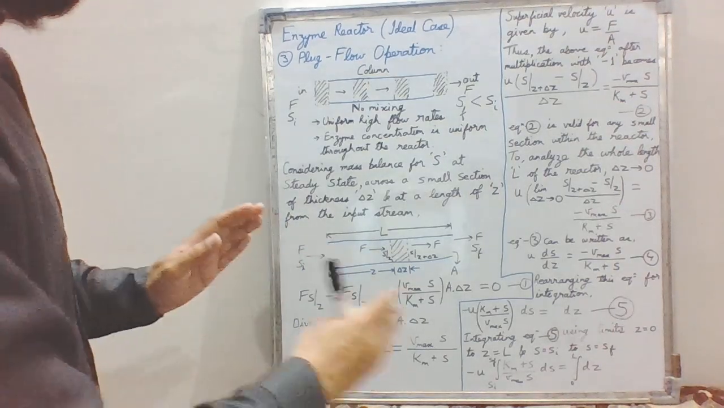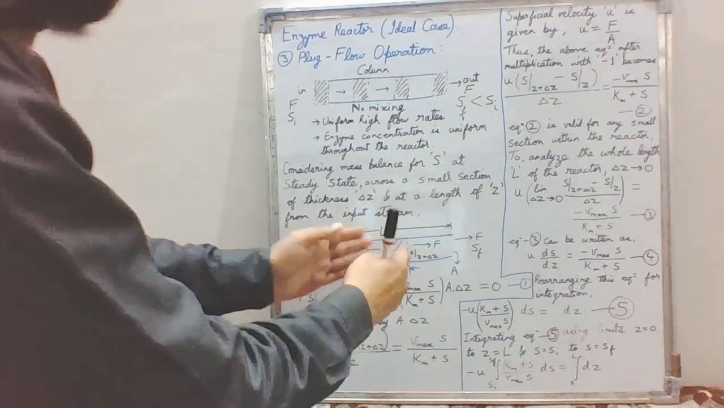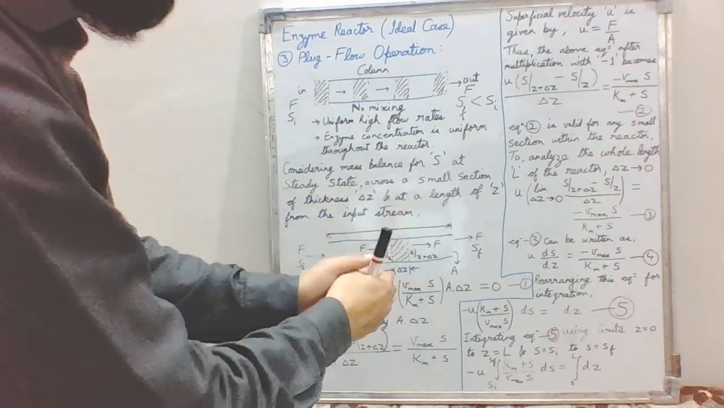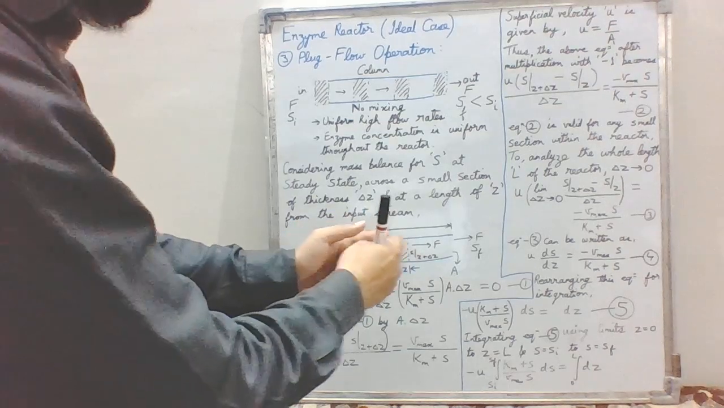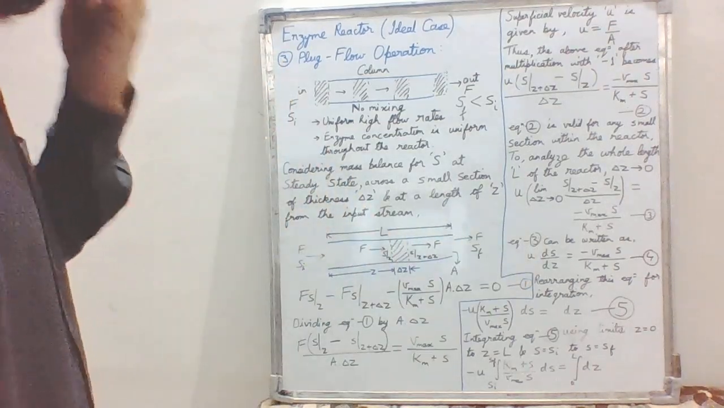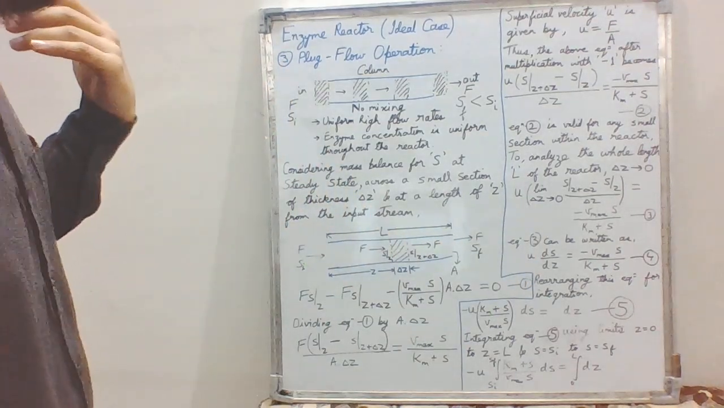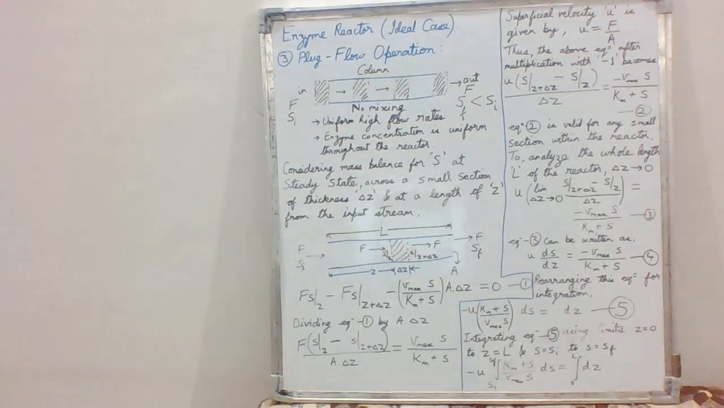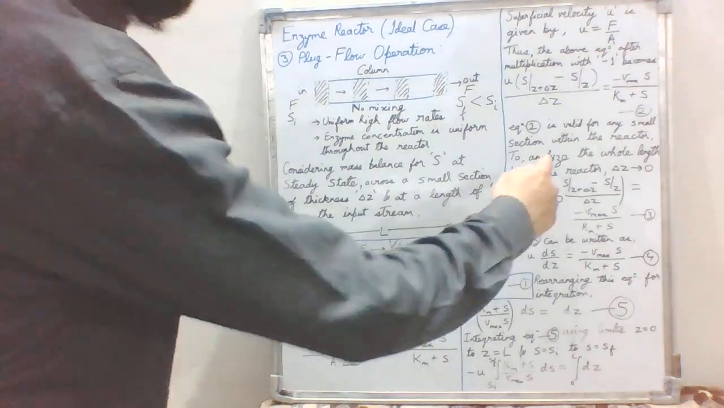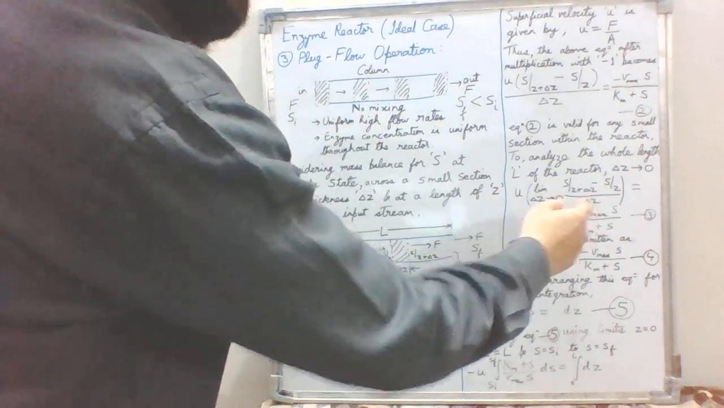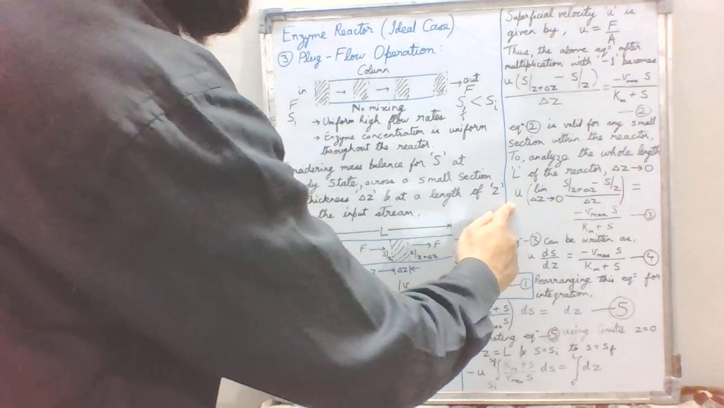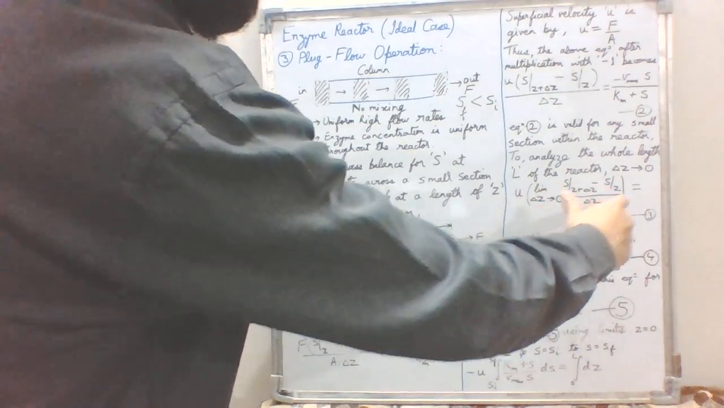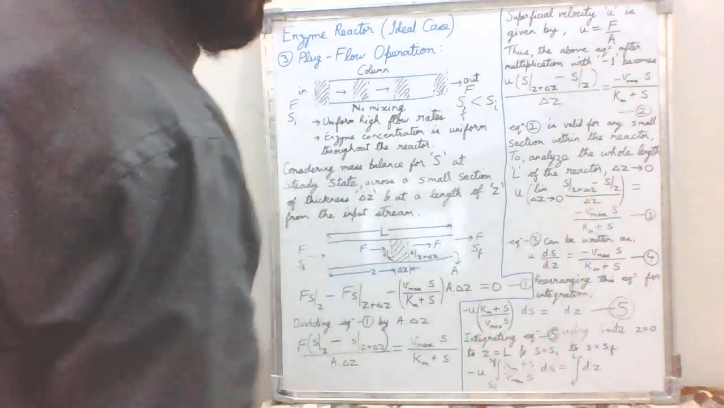But to analyze the whole reactor, as I said earlier, we need to assume that this section is very, very small, almost zero thickness, and then we will integrate this across the reactor to model the equation for the whole reactor. So assuming that delta Z tends to zero, this equation can be rewritten with U as a constant term coming out, and the limit as delta Z tends to zero. This becomes equation 3.